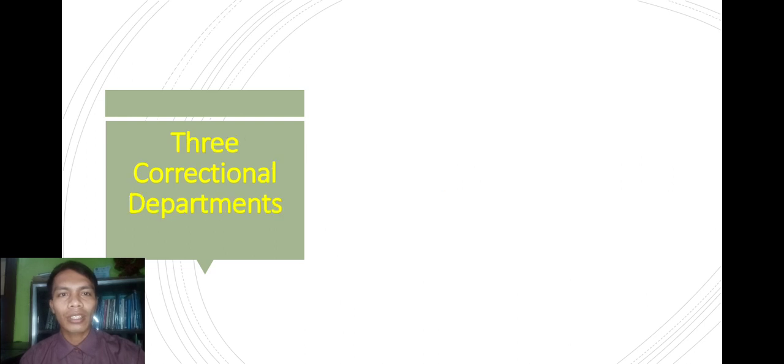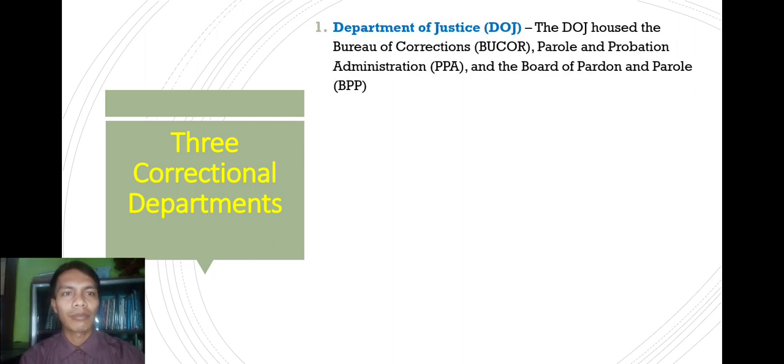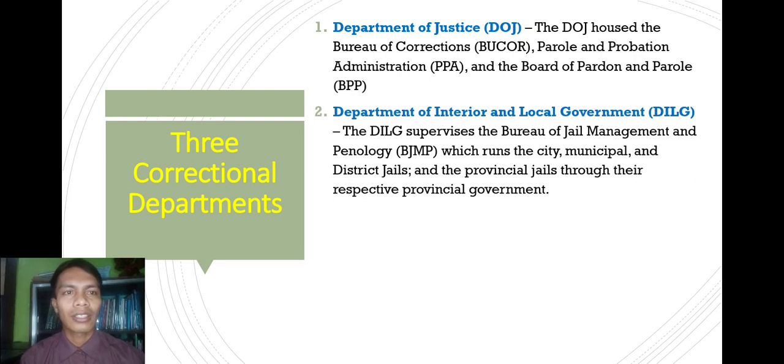And the next one is the three correctional departments. There are three. First, the Department of Justice or the DOJ, houses the Bureau of Corrections or BUCOR, the Parole and Probation Administration or PPA, and the Board of Pardons and Parole or BPP. The next one is the Department of the Interior and Local Government or the DILG. It supervises the Bureau of Jail Management and Penology, which runs the city, municipal and district jails, and the provincial jails through their respective provincial government.